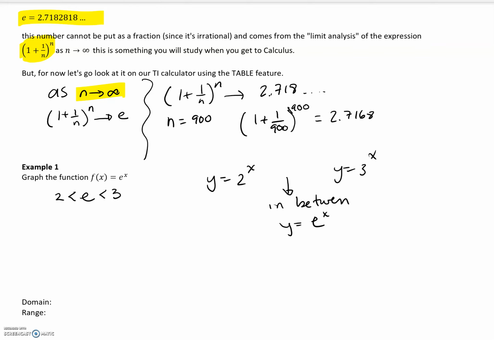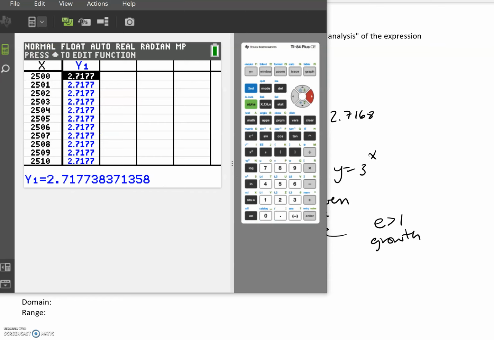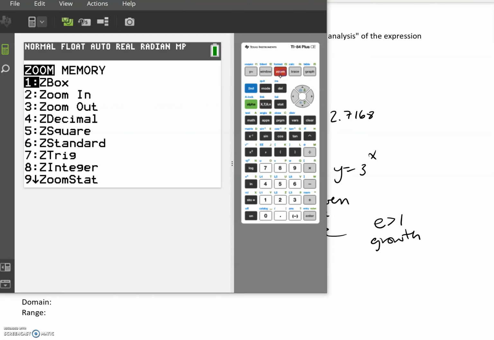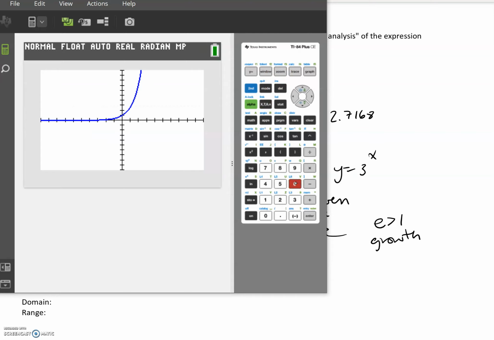So basically, since the base is bigger than 1, it's a growth. And it essentially goes through (0, 1), like all the other ones do. So there is e to the x, a basic exponential function that would be in between 2 to the x and 3 to the x. You can also go on your graphing calculator and do 2nd ln to get access to e, and then push x. So now I'm looking at e to the x, and if I do a ZOOM 6, it's going to give me the graph of e to the x.